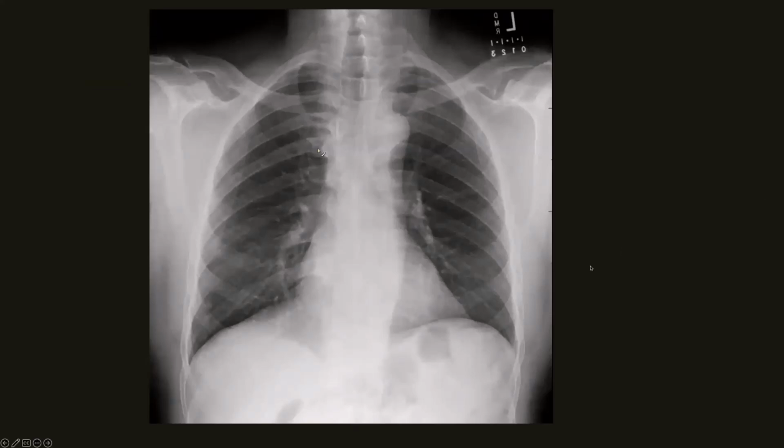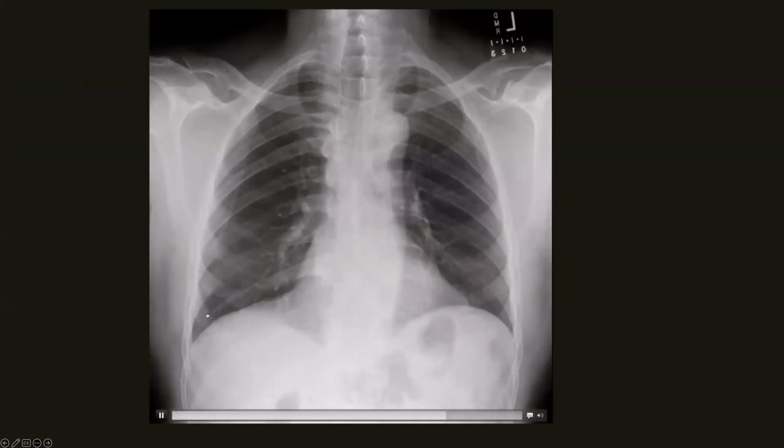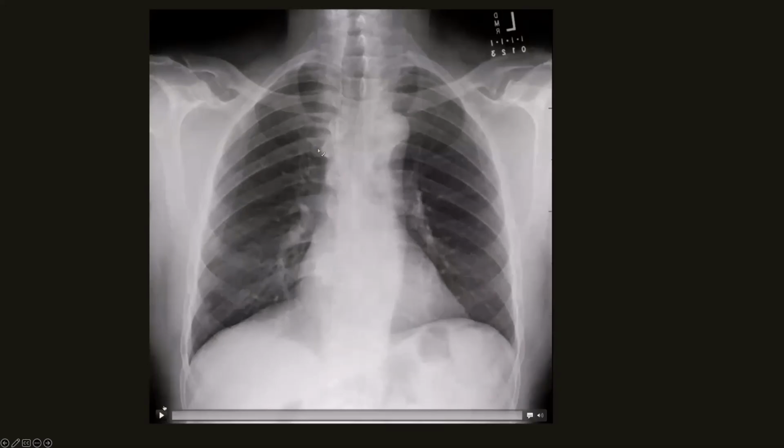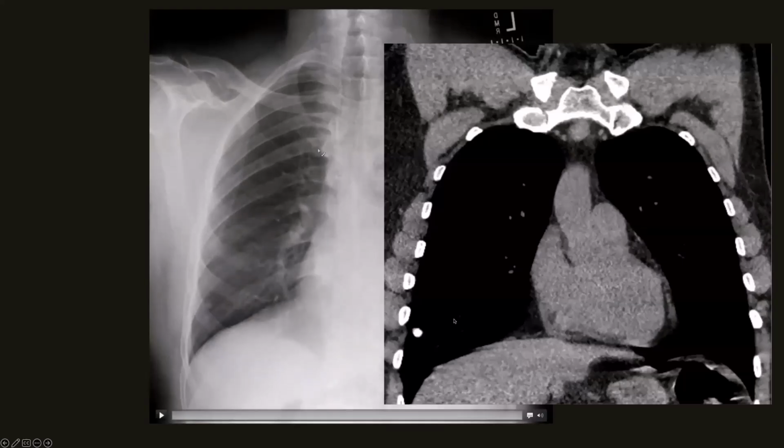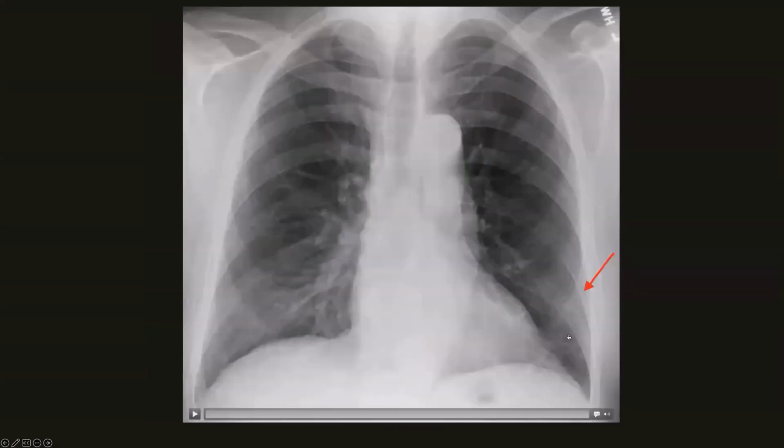And this is just a nice example to show how you can clearly see that this nodule here in the right lower lung is within the lung parenchyma itself and not in the chest wall, as it moves up and down with the adjacent lung parenchyma. And this was subsequently confirmed with a CT that was obtained, with this calcified nodule in the right lower lobe.